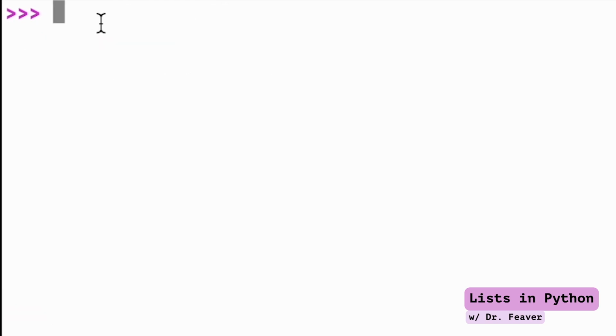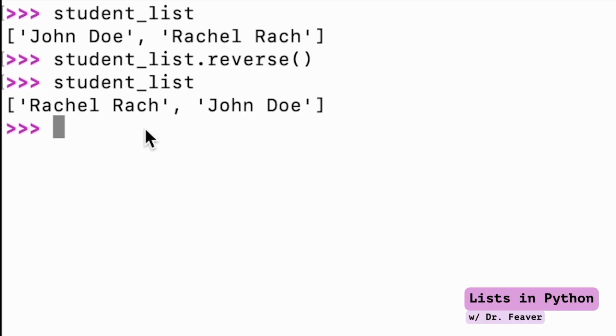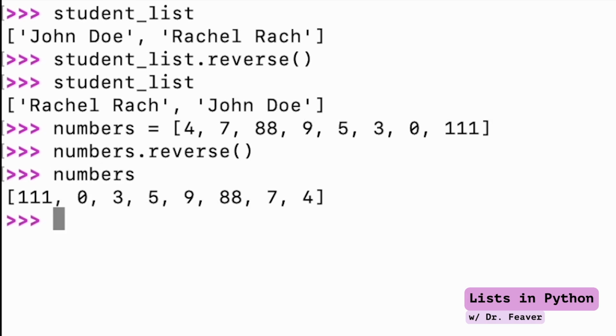So in addition to the append function, we have the insert function, the remove function, pop, sort, and reverse. That sounds like a lot, so let's start with the easier ones. If I do student_list.reverse, it's going to just reverse what we have in the list. Let me make a numbers list: 4, 7, 88, 9, 5, 111. Say I have a numbers list and I went ahead and reversed this. You can see again, it's just taken the last element, made it first, and completely flipped it around.